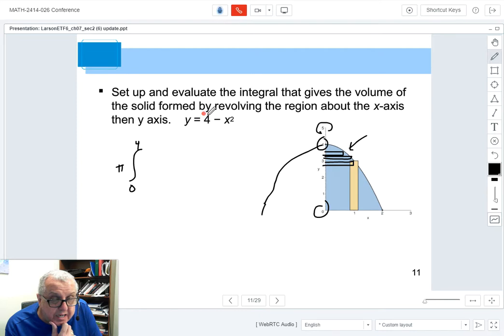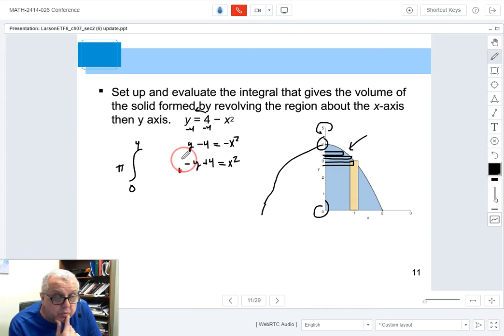So that means I need to get x by itself. I'm going to get the 4 to the other side by minusing 4. I have y minus 4 equals negative x squared. I multiply everything by -1, and I get -y plus 4 equals x squared. Then I need to get x by itself, so I square root both sides, and I get x equals the square root of 4 minus y. I just put the 4 in front.